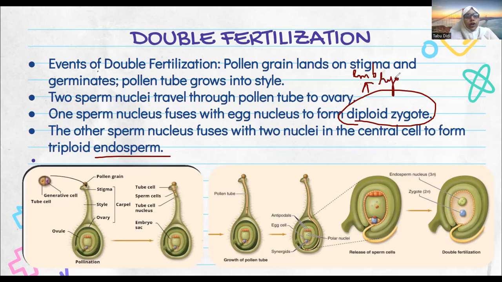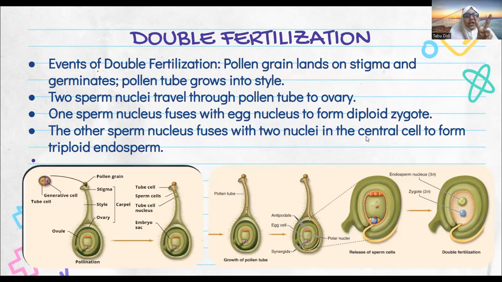It will further grow into the individual plant. So this embryo is protected, or the nourishment which is required by this growing embryo is taken from the endosperm. Endosperm will act as a nutritive tissue for the growing embryo, the diploid zygote. Hence the function of the endosperm is to provide nutrition to the diploid zygote.